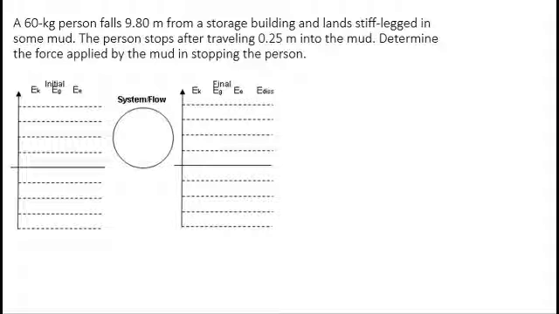A 60-kilogram person falls 9.8 meters from a storage building and lands stiff-legged in some mud. The person stops after traveling 0.25 meters into the mud. Determine the force applied by the mud in stopping the person.